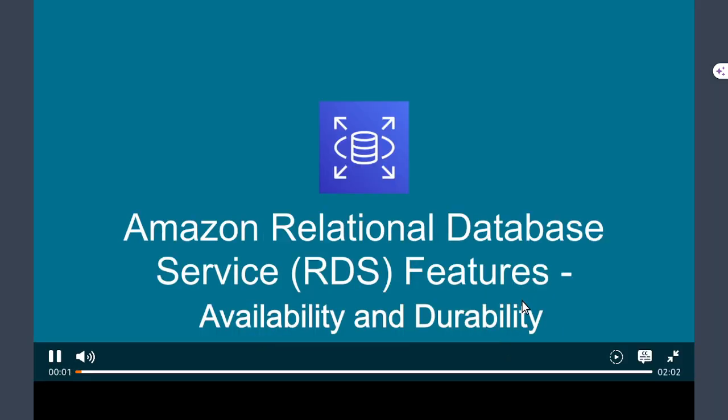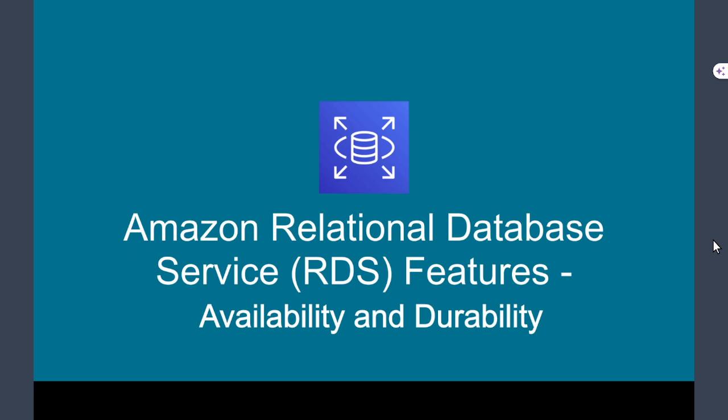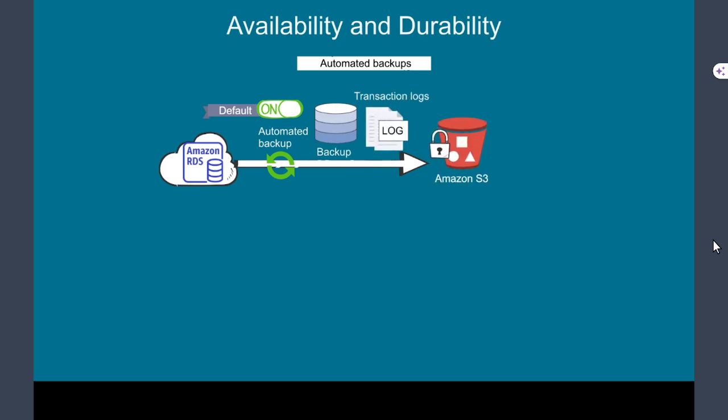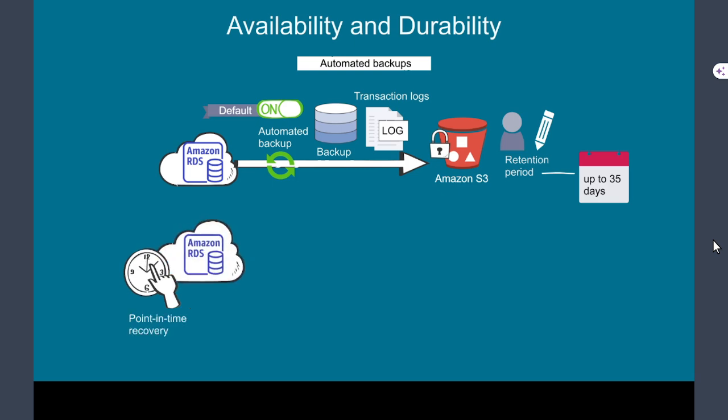Amazon Relational Database Service features. Availability and durability. Amazon RDS also offers features to enhance availability and durability for your production workloads. Turned on by default, the automated backup feature of Amazon RDS will back up your databases and transaction logs and save them securely in Amazon S3 for a user-specified retention period. Your automatic backup retention period can be configured to up to 35 days.